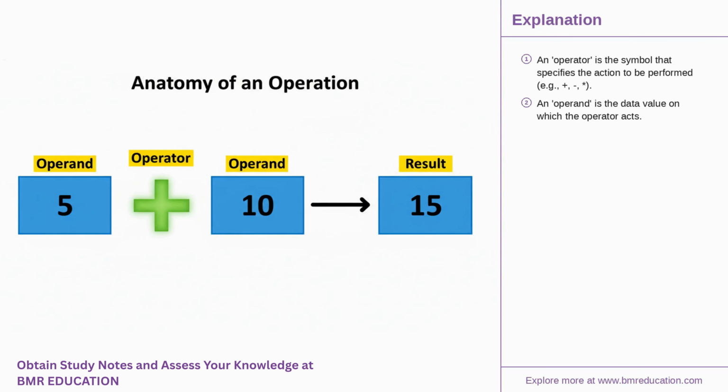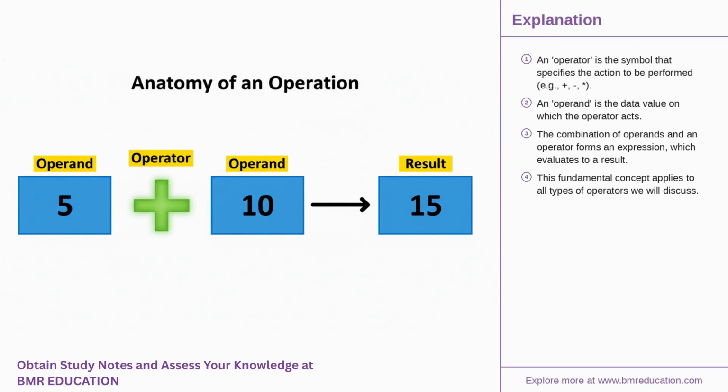Before we dive in, let's learn the two key terms you'll hear constantly: operator and operand. In the simple expression 5 + 10, the plus symbol is the operator, the action we're performing. The values it acts upon, 5 and 10, are the operands. Every operation you'll see, no matter how complex, is built from this simple structure.